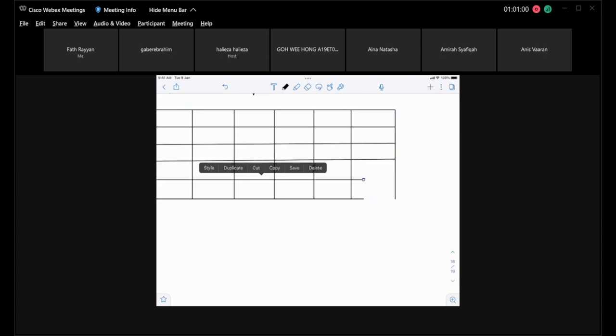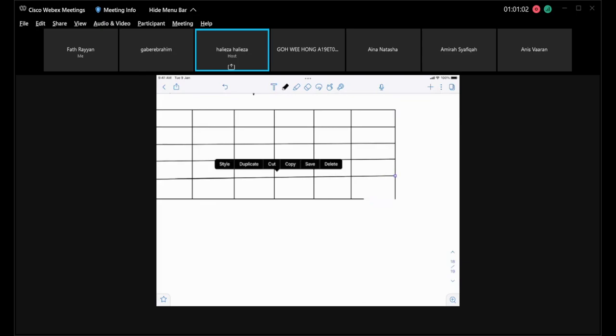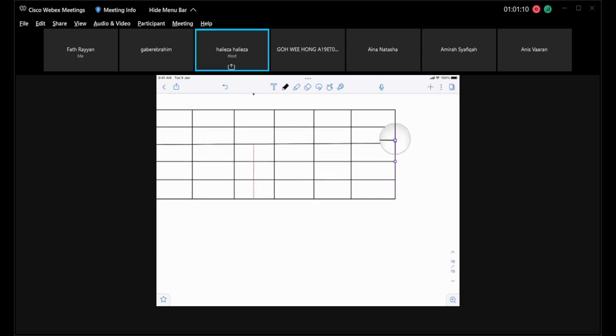That's straight. It doesn't look straight to me. Okay guys, it doesn't look straight. Okay, let me try to get it roughly straight.